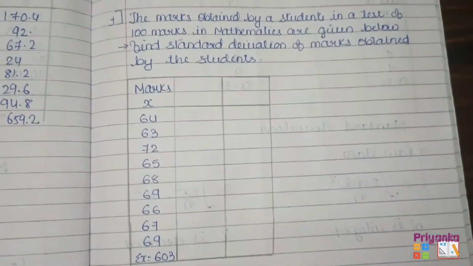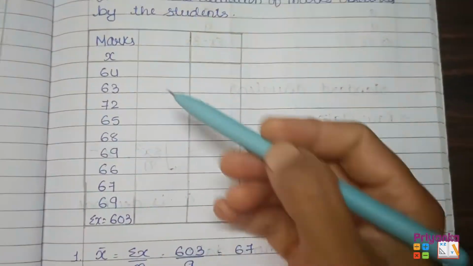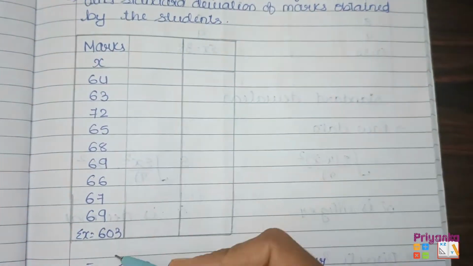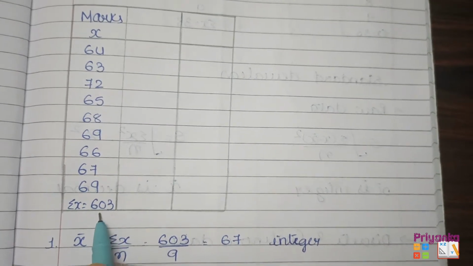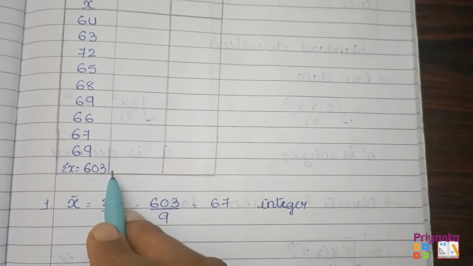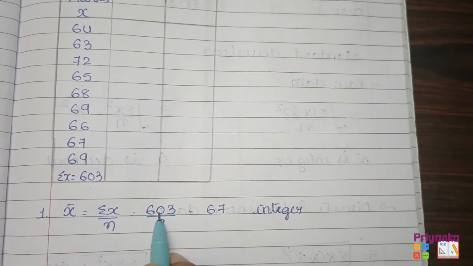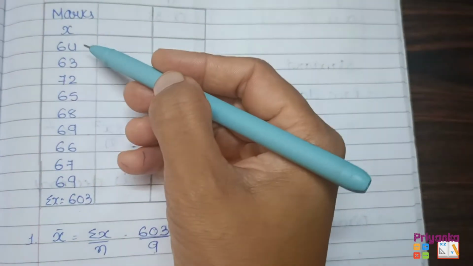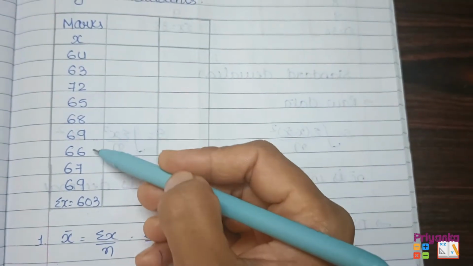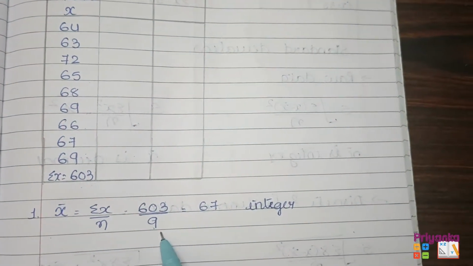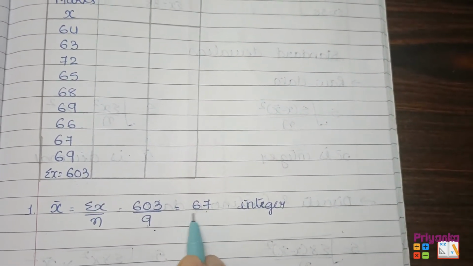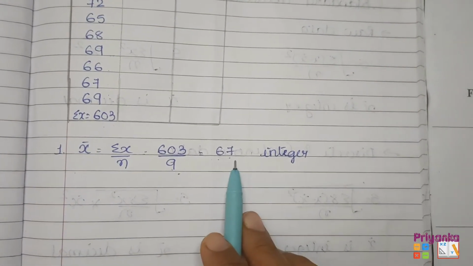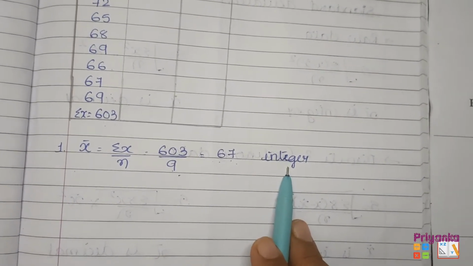Out of this information, first take all the information in the table. Here you don't need to take it into ascending order as we need the total of this column. The total of x is 603. Step 1 is to find the mean: 603 divided by the number of observations, that is 9. So n is 9. After finding the mean, we get 67, which is an integer.